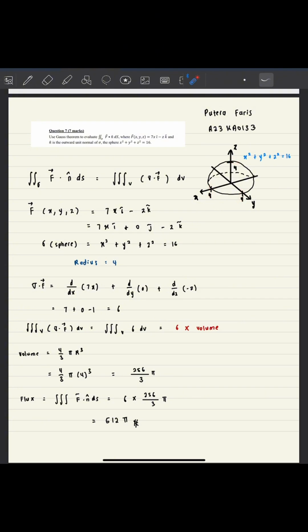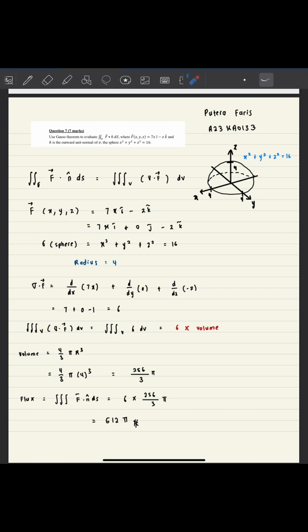Okay, so we can move to write our divergence formula, where we differentiate 7x, 0 and negative z. The derivative of 7x gives 7, the derivative of 0 gives 0, and the derivative of negative z gives negative 1. The sum of our derivatives is 6. Our final step is to multiply 6 by the volume of the sphere.